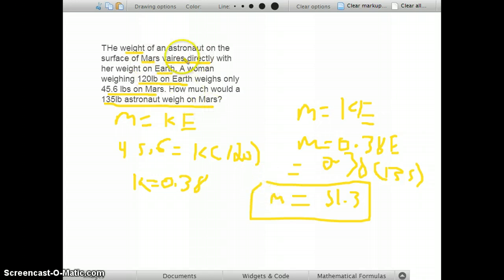Now, these are very straightforward questions, the ones where you just translate and then you solve for k. And once you get k, you plug it back into the formula in order to get any side that you need.